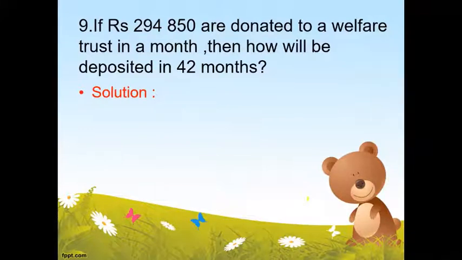Question number 9 is, if rupees 294,850 are donated to a welfare trust in a month, then how much will be deposited in 42 months? So here you can see that again we know about 1 month.